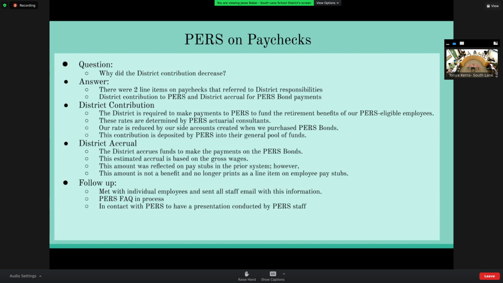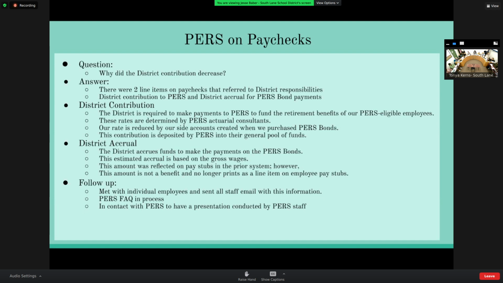The third amount that was showing on individual checks in the old system was what the district accrues in order to make our PERS bond payments. And we accrue that based on gross payroll, and it's an estimate we make in budgeting so that we can make our PERS bond payments every year. This is not an employee benefit. It is simply an accrual to pay our PERS bond.